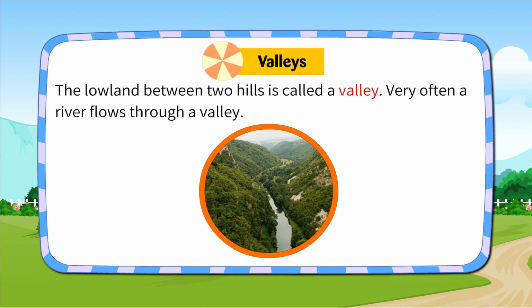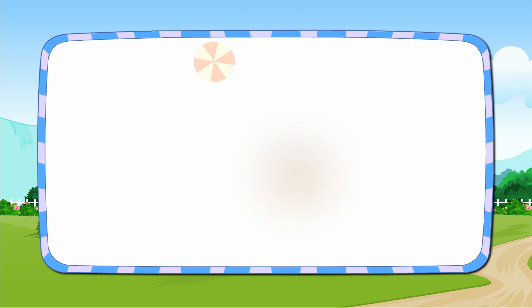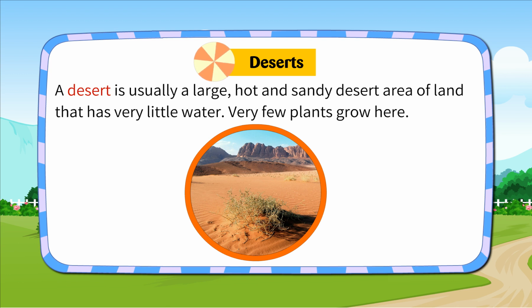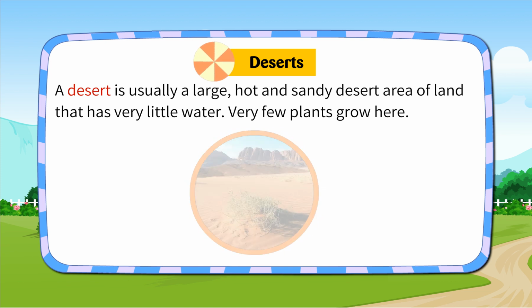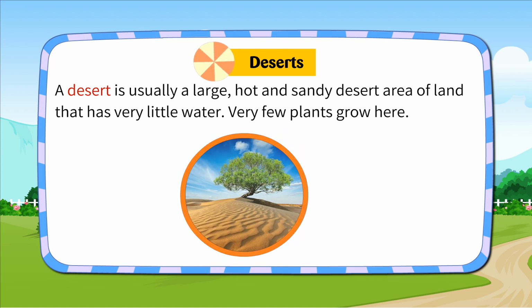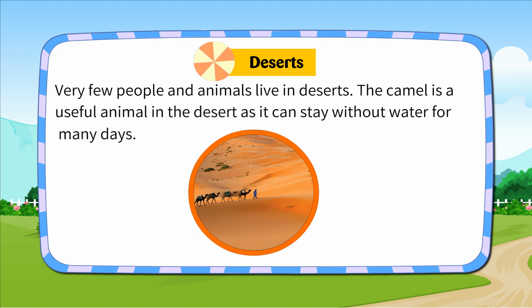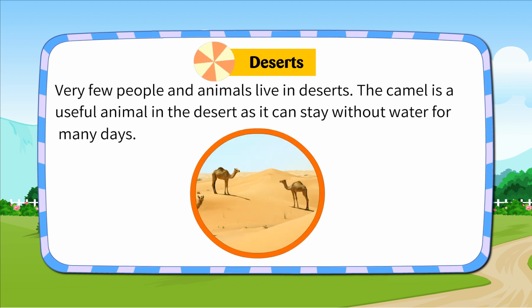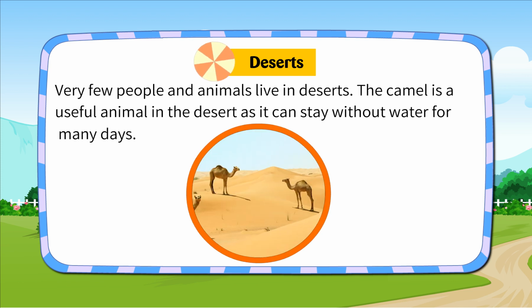Valleys. The lowland between two hills is called a valley. Very often a river flows through a valley. Deserts. A desert is usually a large, hot and sandy area of land that has very little water. Very few plants grow here. Very few people and animals live in deserts. The camel is a useful animal in the desert as it can stay without water for many days.